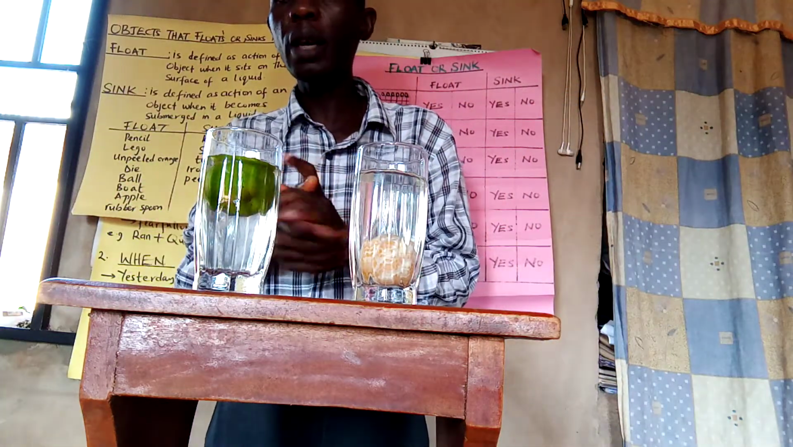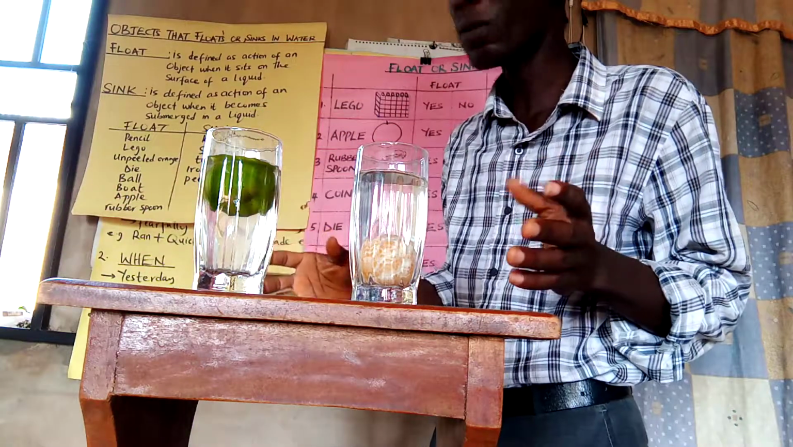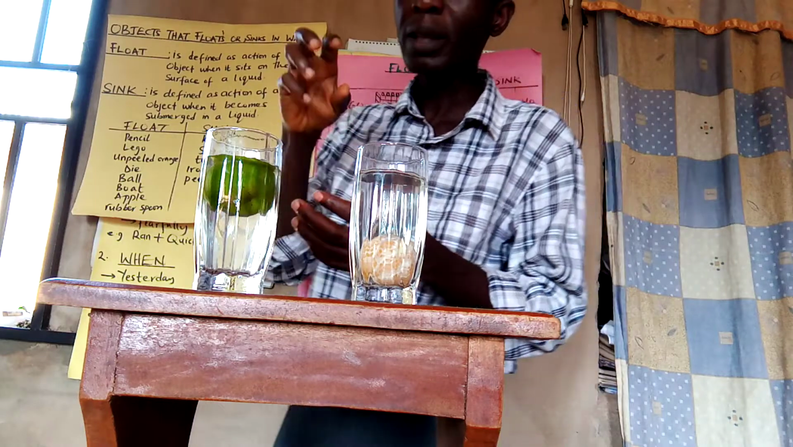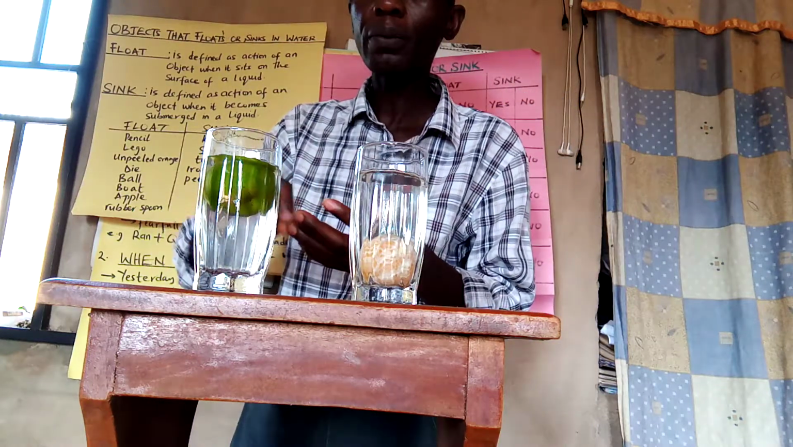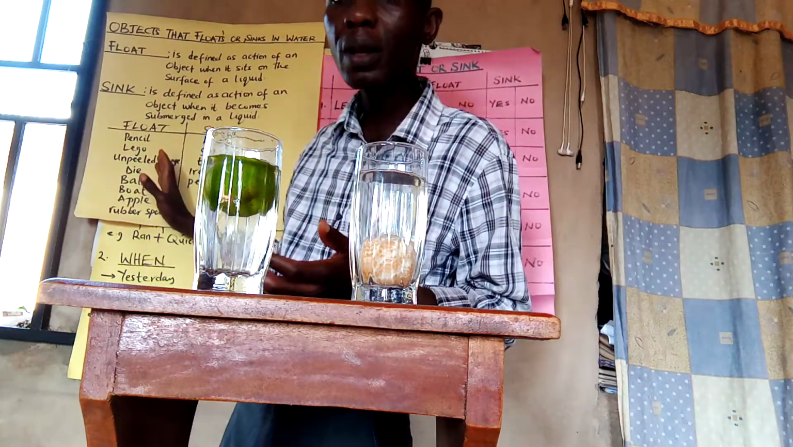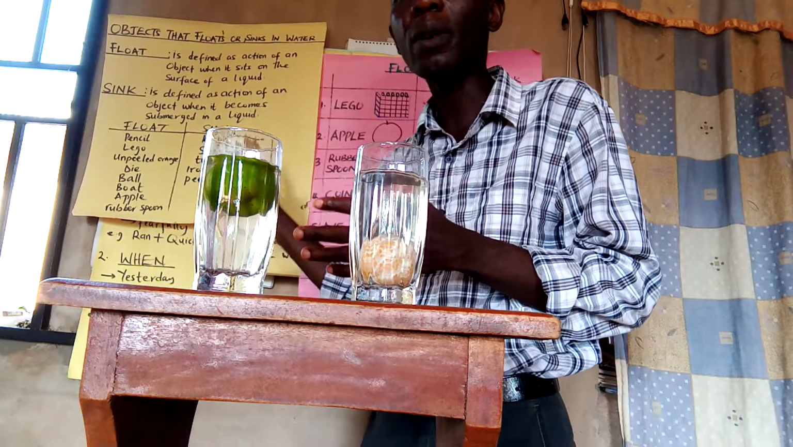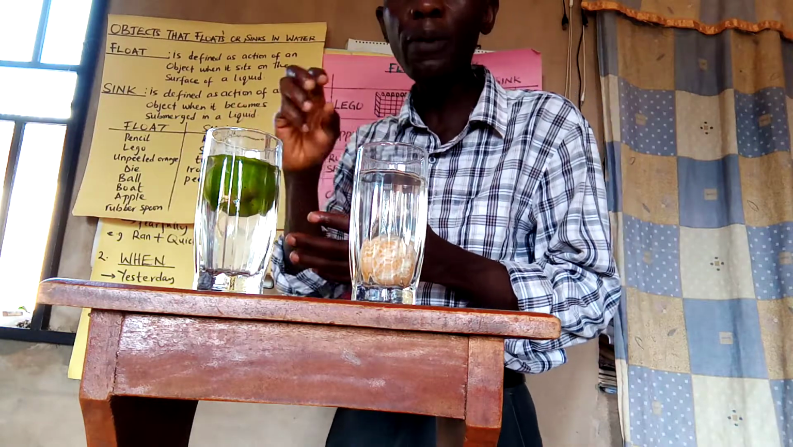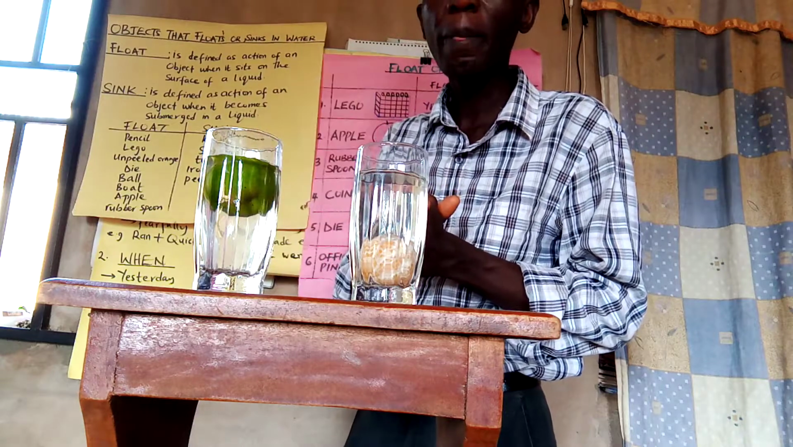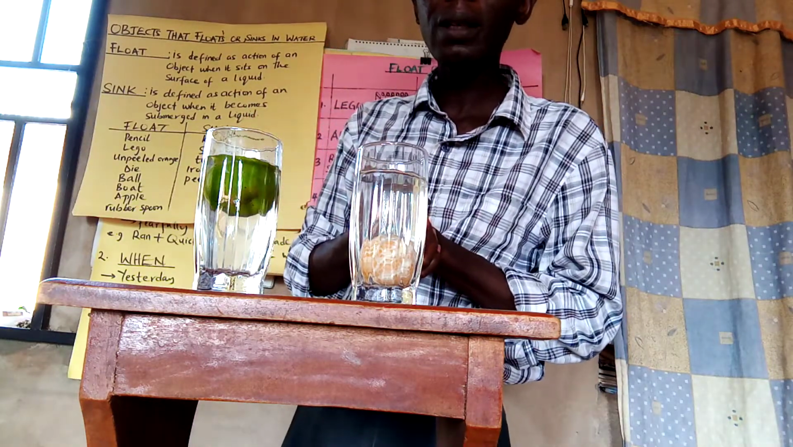Good of you. Now we want to do your assignment. Write your assignment down. Mention 5 objects in your house that will float and 5 objects that will sink. Write it down: 5 objects that will float and 5 objects that will sink. Okay? Copy the assignment and let's settle down for the next class.